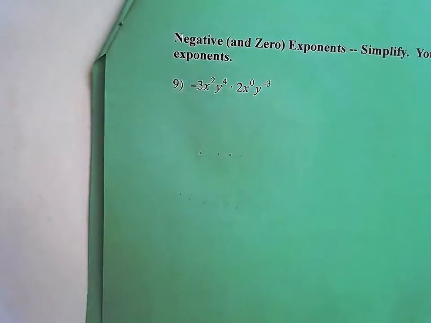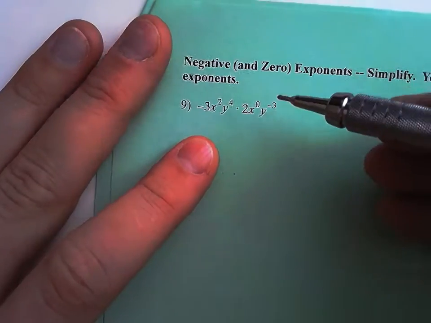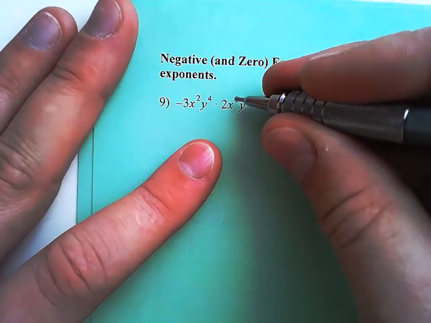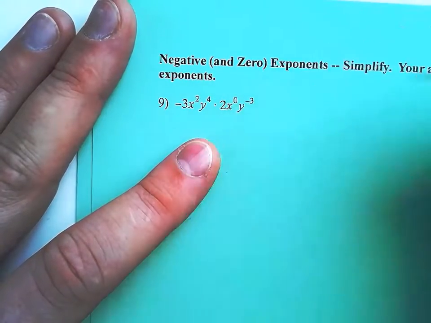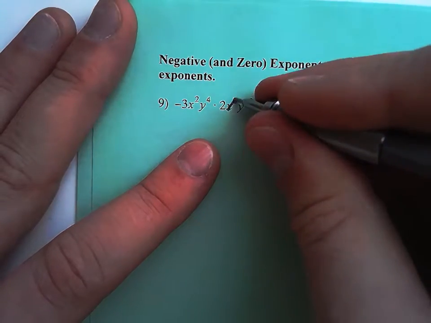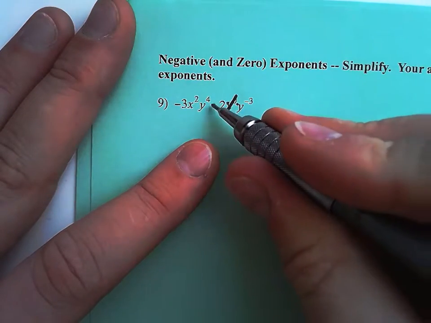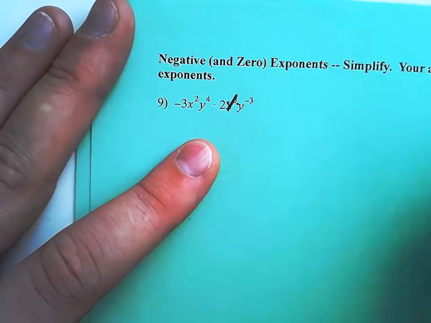Okay, let's move on to number 9. And number 9, first, before anything, oh, there's an x to the 0. If there's a 0 power, it just equals 1. X to the 0 is 1. So really that's times 2 times 1 times y to the negative 3.